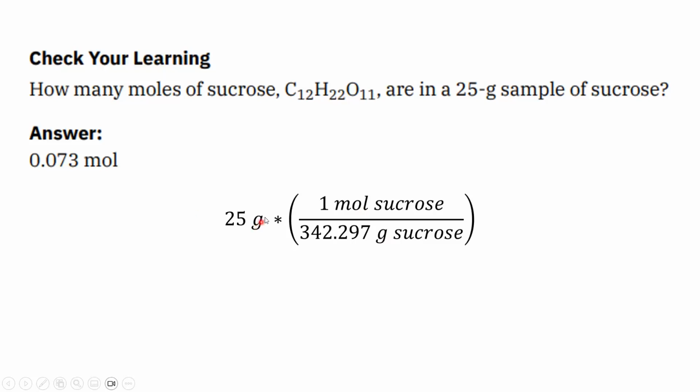But since we're starting with grams, we're going to flip that molar mass in terms of our conversion factor. We're going to put the 342 grams on the bottom, 1 mole on top, so that we can cancel grams, just be left with moles. And we're going to see in this case that gives us 0.073 moles of sucrose.